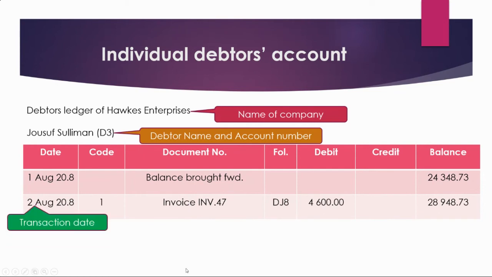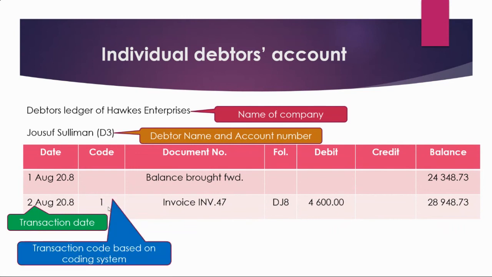Okay, so the first one is the transaction date. The code here is the transaction code. This differentiates what type of transaction we are looking at. Now in the test or exam, they will not ask you for that code column because it takes too much time, but you just need to be aware of it. In practice, we have that code column. Okay, so the code is based on the transaction coding system that is given to you.